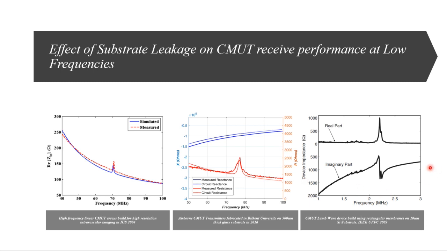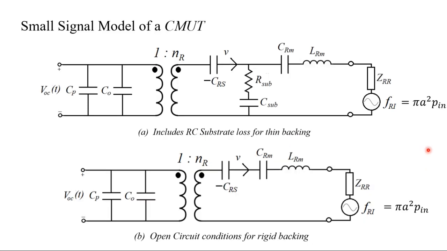Let's move on. We have two competing models. The first one that you see above includes the RC shunt branch, which models the backing loss due to the elastic waves propagating down in the substrate. That has to be modeled by this RC branch. This is a mechanical loss. It appears on the mechanical side.